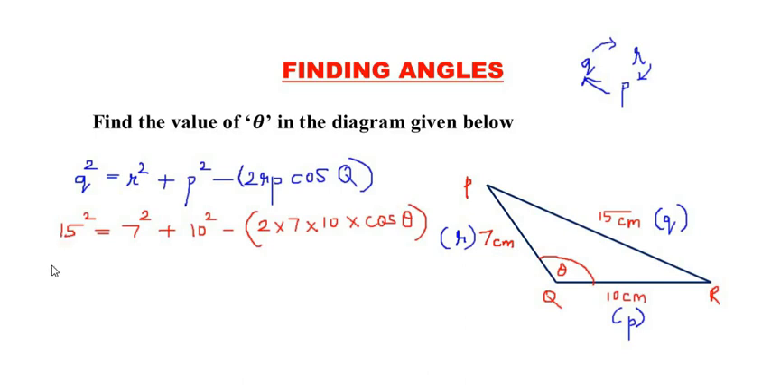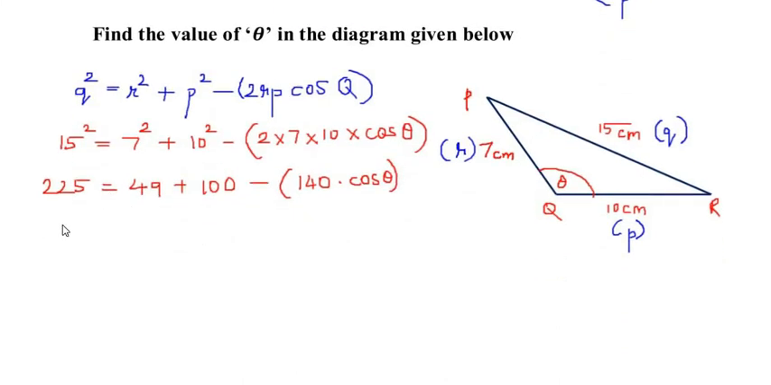Now 15 square is 225, 7 square is 49 and 10 square is 100 minus 2 times 7 is 14, 14 times 10 is 140, so it is 140 times cos theta. Let us further simplify this. This is 225 equals 49 plus 100 is 149 minus 140 times cos theta. Remember, this is one entire term, you cannot separate it.